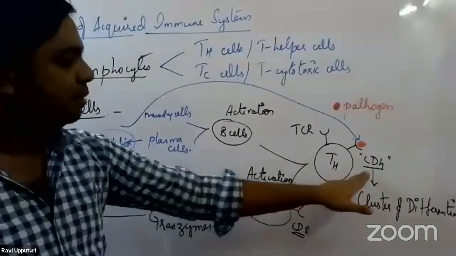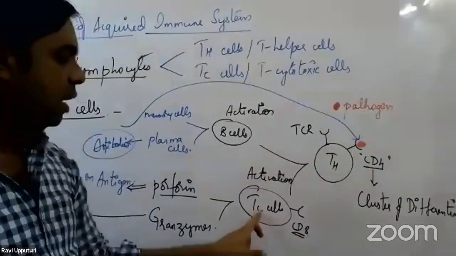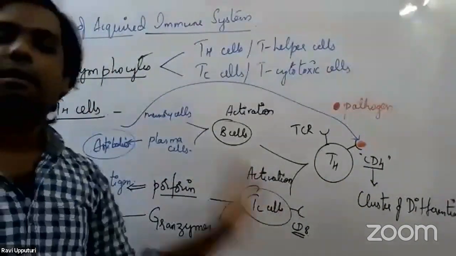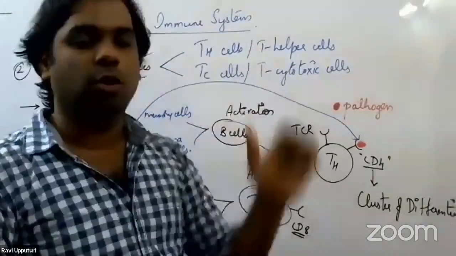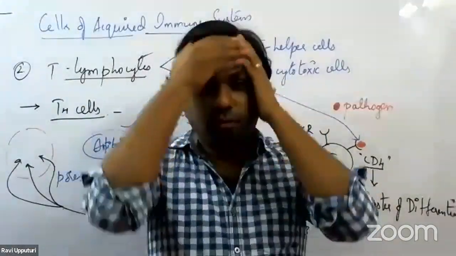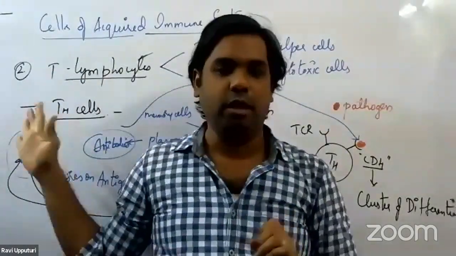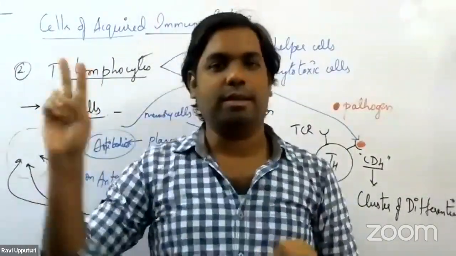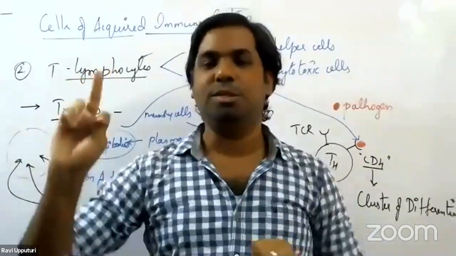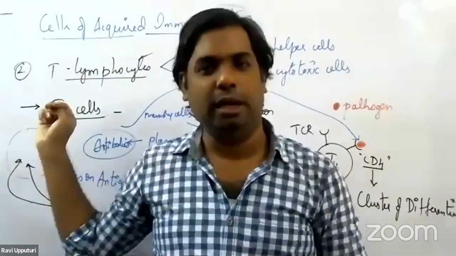T helper cells have CD4 receptors on the surface. T cytotoxic cells have CD8 receptors present on their surface. So this is what we have with the cells of the acquired immune system. I hope all are clear with the cells. Two major types of cells: B cells, the B lymphocytes, as well as the T cells, the T lymphocytes.